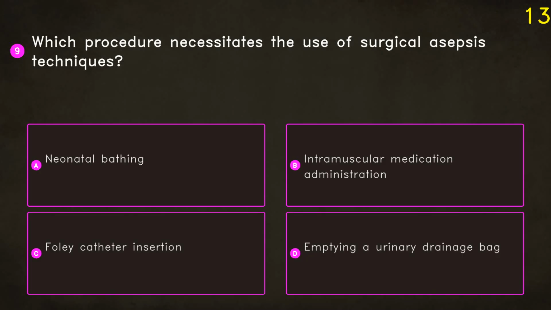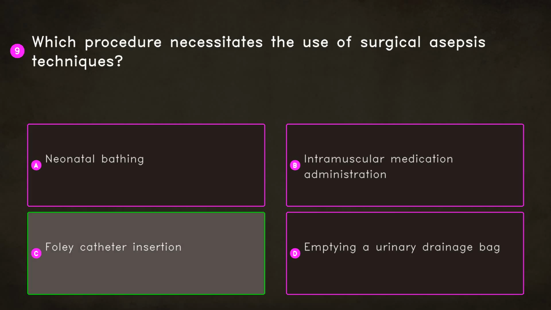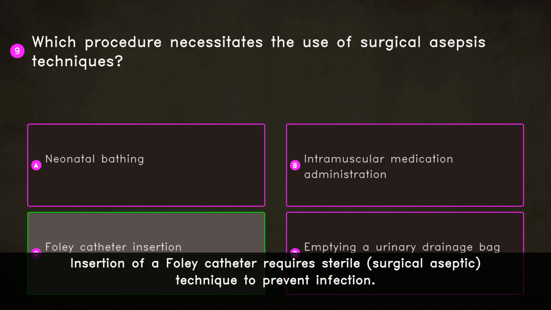Question 9. Which procedure necessitates the use of surgical asepsis techniques? A. Neonatal bathing. B. Intramuscular medication administration. C. Foley catheter insertion. D. Emptying a urinary drainage bag. The correct answer is Foley catheter insertion. Insertion of a Foley catheter requires sterile, surgical aseptic technique to prevent infection.